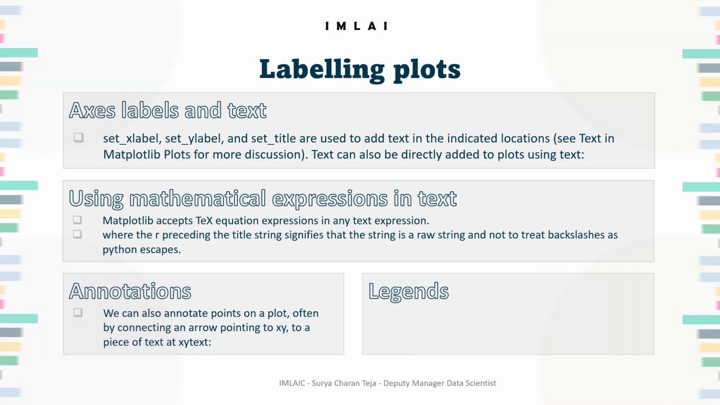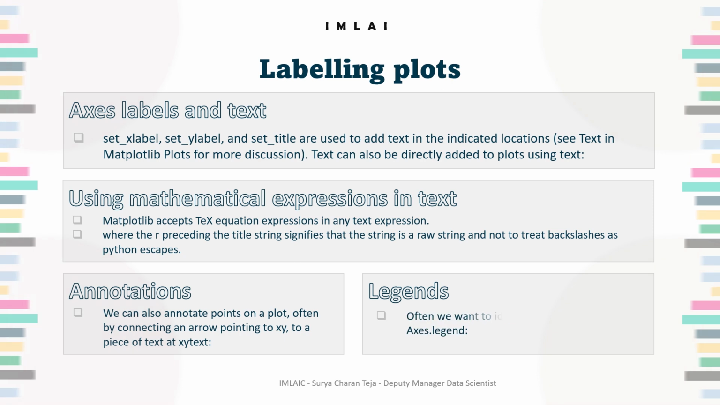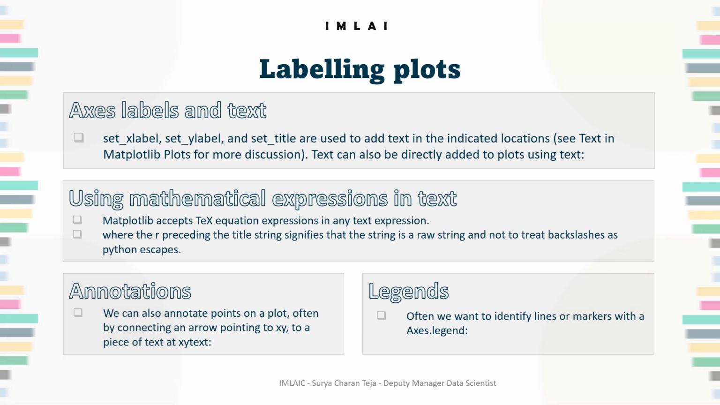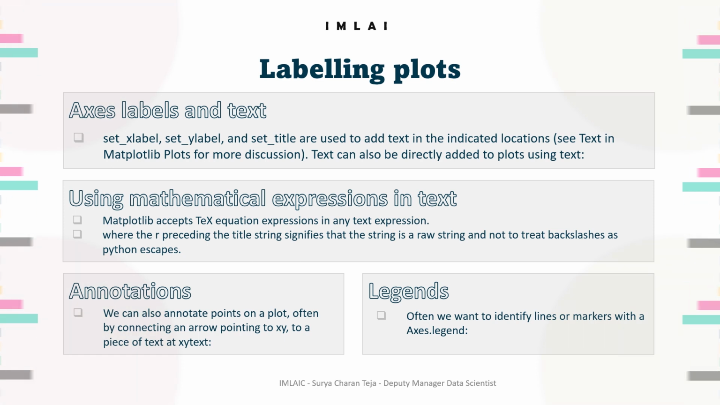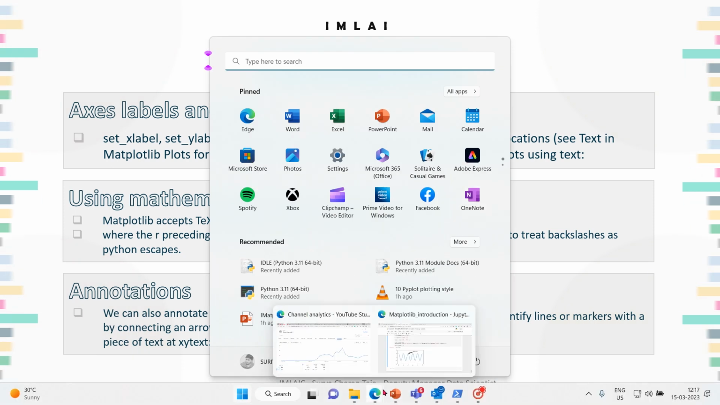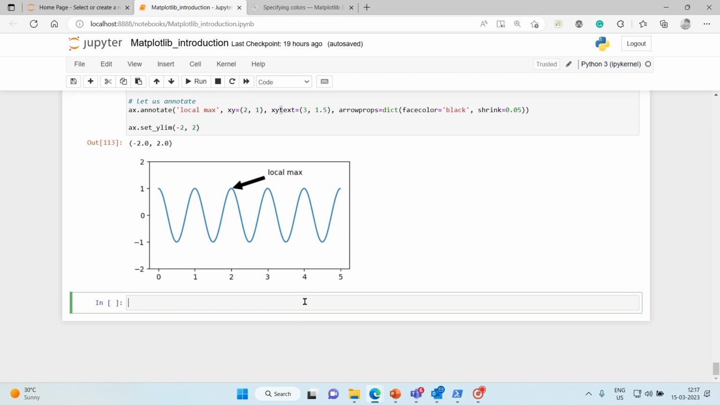So legend, often we want to identify lines or markers with axis dot legend. So that's what is axis dot legend. That's what we are going to use here. So what we will do, we will do one example so that it would be much clearer. So I'll type just legends.